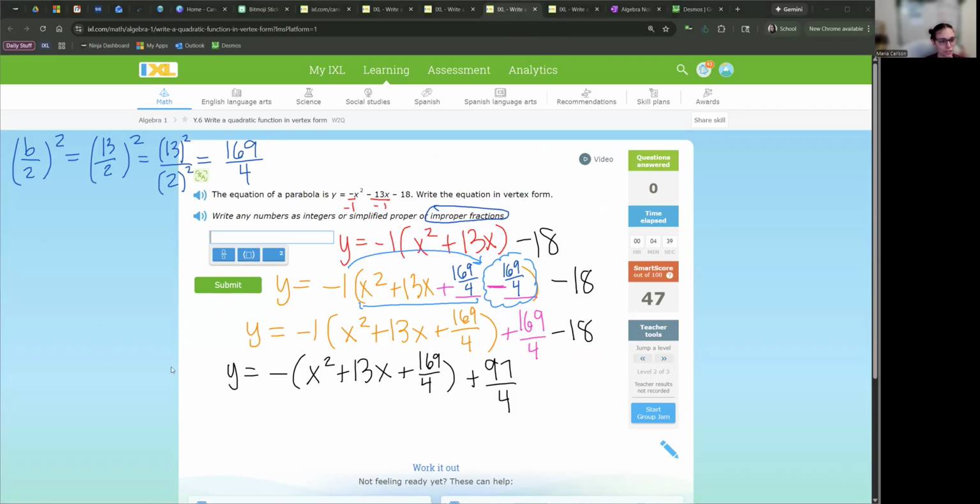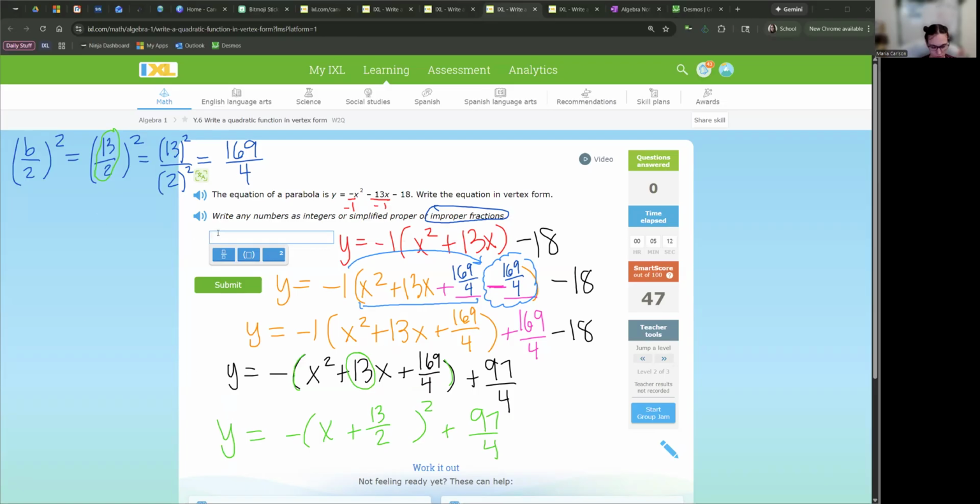And now we'll factor that perfect square, right? This is a perfect square trinomial, which means it's going to factor into that binomial squared. X plus whatever your b divided by 2 was. 13 divided by 2 is just 13 divided by 2. So we have y equals negative x plus 13 divided by 2 squared plus 97 over 4. I love these ones. I think it's so much fun that it turns into all of that.